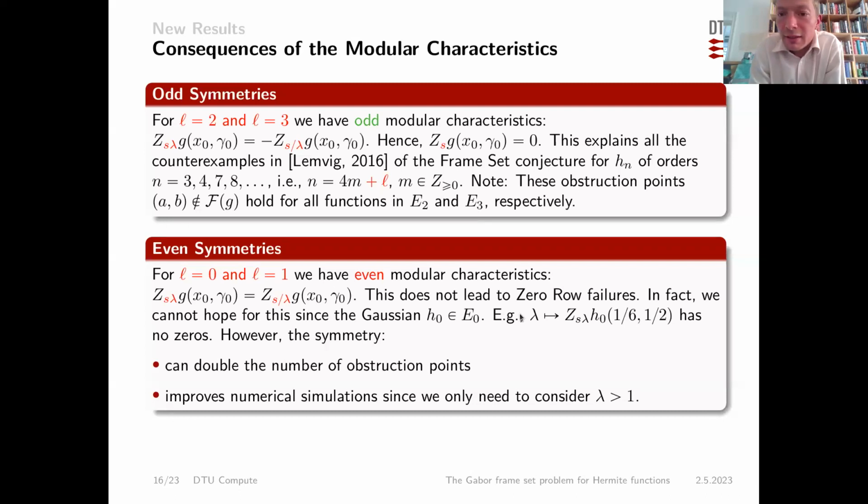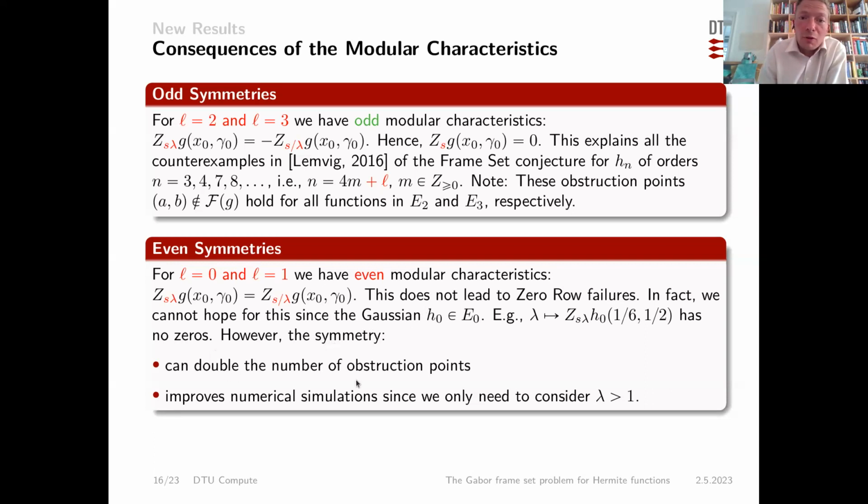And I know that this function, this section form, cannot have zeros, right? Because that would imply that the corresponding Gabor system would not be a frame, but that's not the case. The Gaussian has the largest possible frame set, right? Every single point ab less than 1 corresponds to a Gabor system that's a frame. So, but what can we then use this symmetry for?